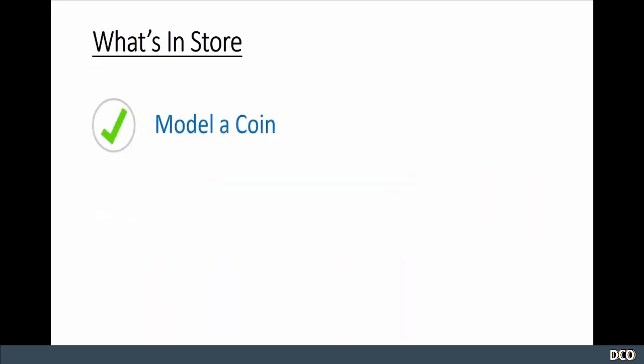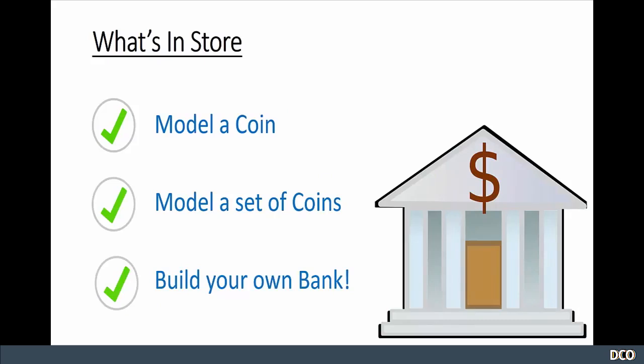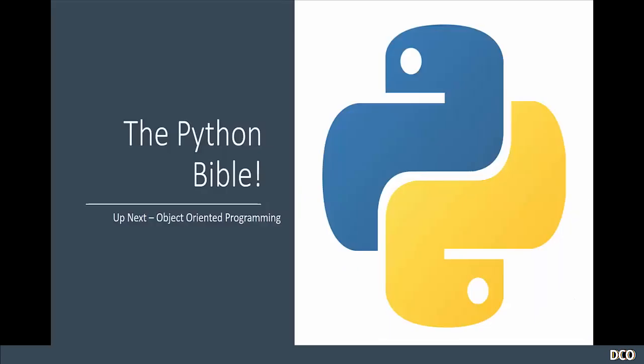In this section, we're basically going to scale up from modeling a coin object to modeling a set of coins, all the way up to modeling our very own bank. We're going to use classes to create bank accounts for different people and allow them to deposit and withdraw money, just like in real life. So basically, in this section, you're going to learn all about object-oriented programming in Python and use it to make your very own bank by the end of it.